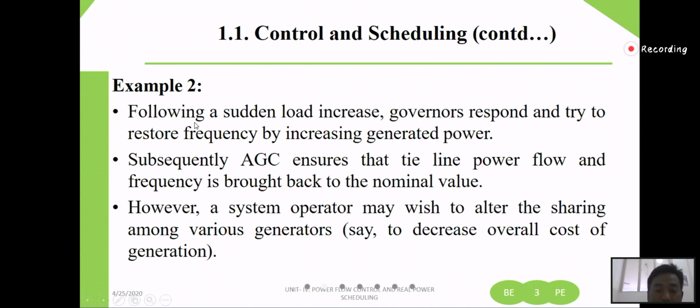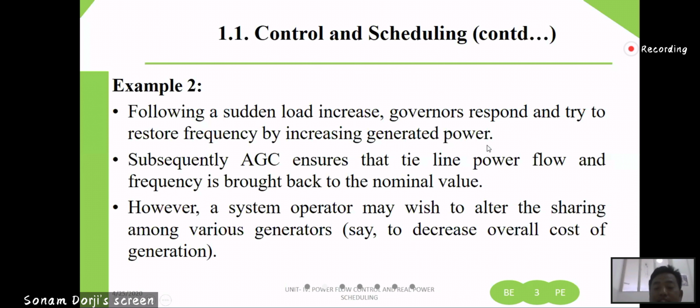Okay, the frequency will be controlled by the governor. At the same time, this AGC will also control the frequency, means it will exactly bring it to the nominal value, but the governor will bring it to the acceptable range, and then AGC will bring it back to the nominal value, 50 hertz exactly.